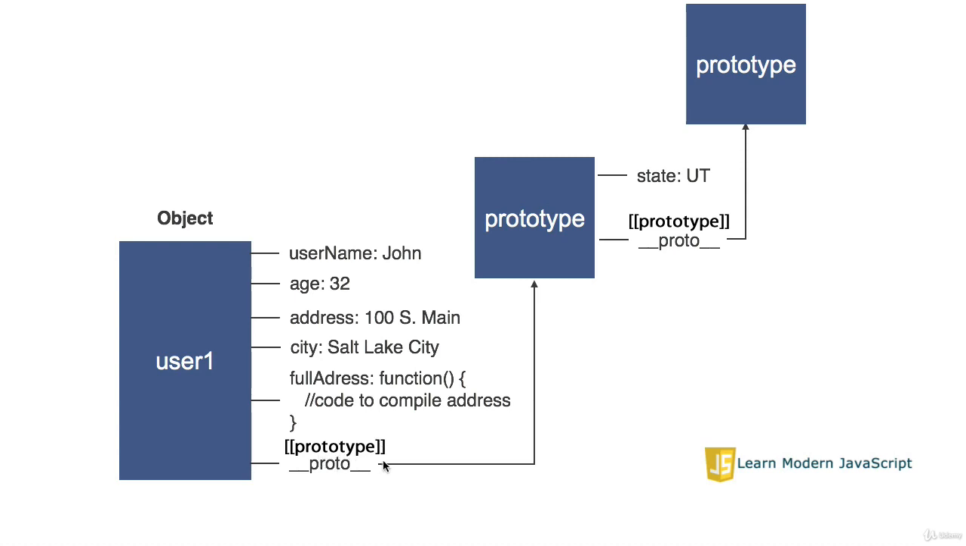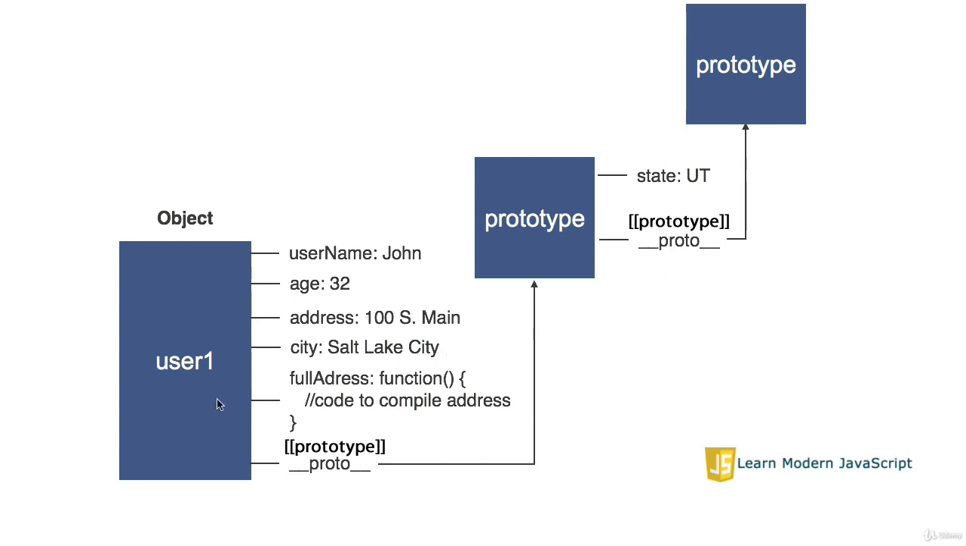That is basically a link to another object. And so if we follow the link, we have another object that can have properties and methods assigned to it as well. It can have a link to another object, a prototype as well. So this is the prototype chain. And you can continue out the prototype chain until you get to the topmost object.